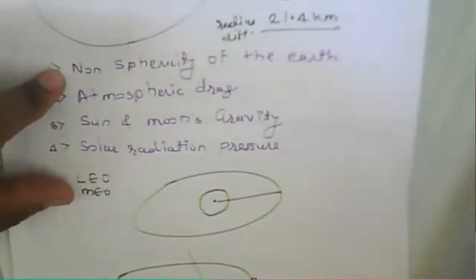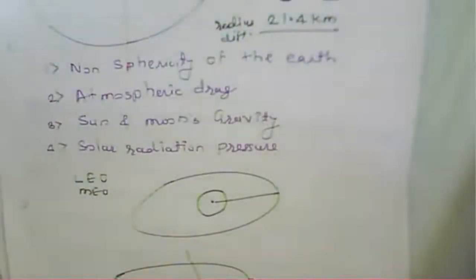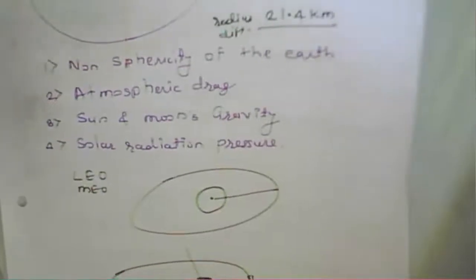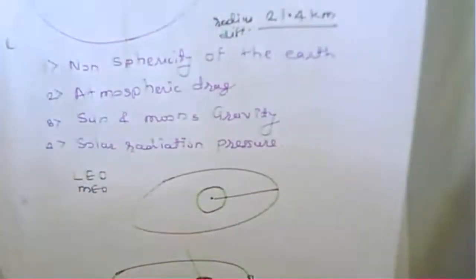So we have seen that orbital perturbation is caused by four factors. What are the four factors? The non-sphericity of the Earth, atmospheric drag, the sun and moon's gravity, and solar radiation pressure. So that is about our today's topic.